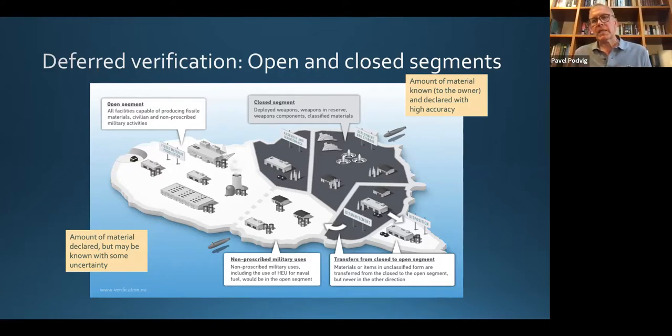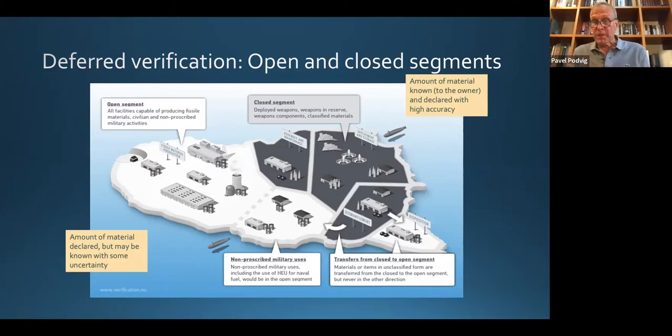Another thing is that once you declare this separation, this is the closed segment, this is the open segment, and you declare how much material you have in the closed segment, then you are held to account. So you cannot reduce the amount of material in the closed segment other than by presenting that physical amount in unclassified form to whatever inspecting body there is.